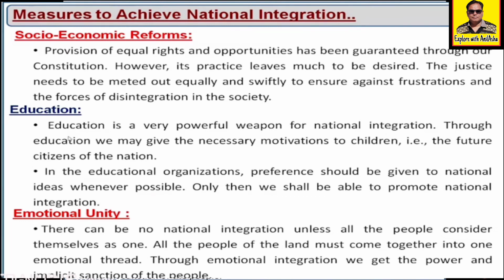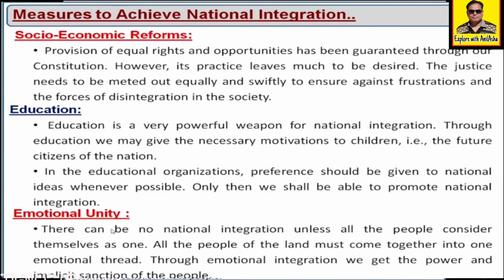Coming to the major measure, education. Education is a very powerful weapon for national integration. Through education, we may give the necessary motivation to all children, that is, the future citizen of the nation. In the educational organizations, preference should be given to national ideas whenever possible. Only then we shall be able to promote national integration.